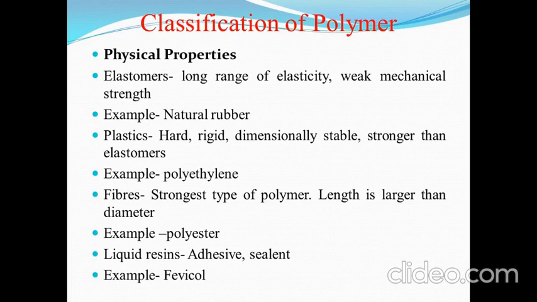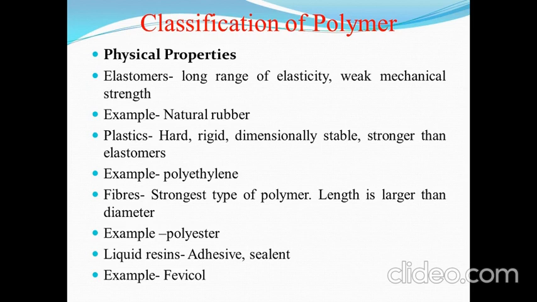The fourth aspect of classification is based on application and physical properties. In this method, we classify polymers as elastomers, plastics, fibers, and liquid resins. Physical properties mean a characteristic of a substance that can be observed or measured without changing the identity of the substance.